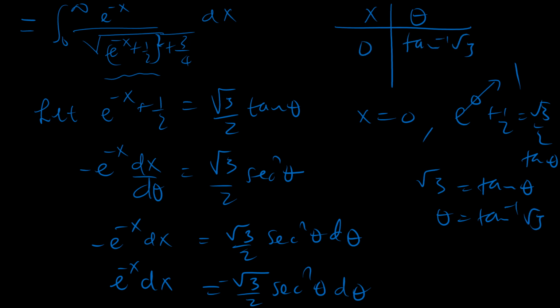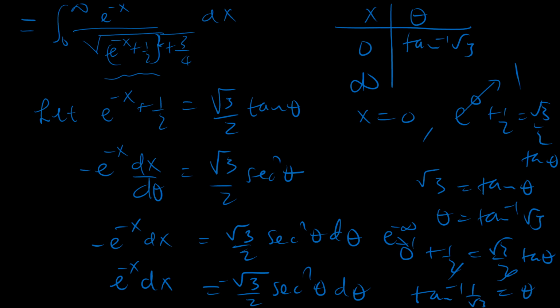Now x equals 0 gives that, and when x tends to infinity, we have 0, because essentially e to the power negative infinity tends to 0, plus a half equals root 3 over 2 tan theta. And so the halves cancel, and we have tangent of 1 over root 3 equals theta. So this is arctangent 1 over root 3.